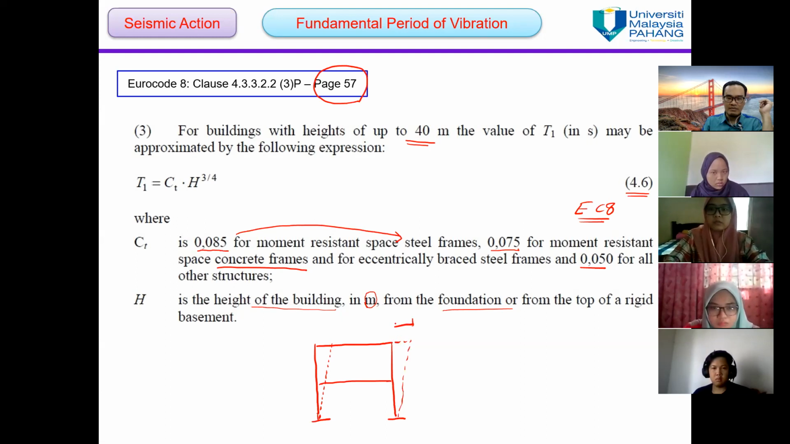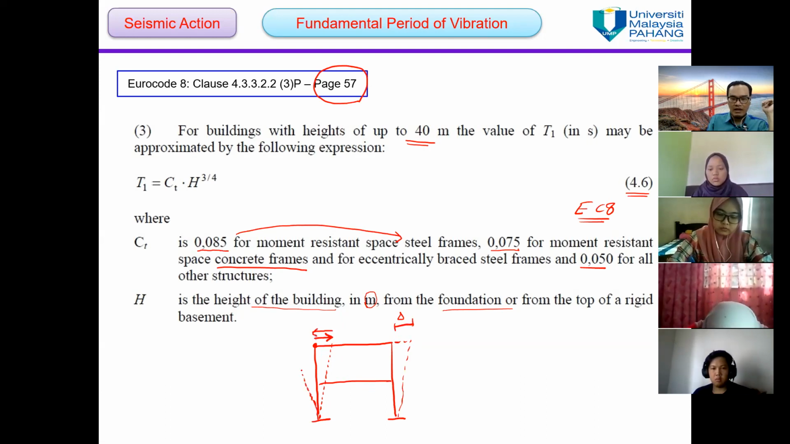So this is the displacement. First, this is the original position. It will sway to the right and then back to the original position, and then to the left, move to the left and then back to the original position. The time taken to complete one full cycle is known as the fundamental period of vibration.